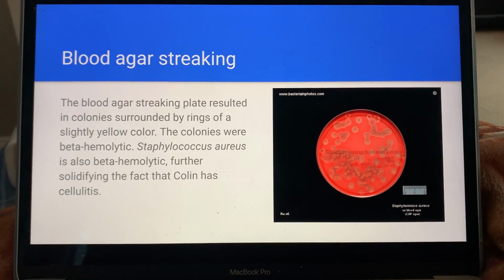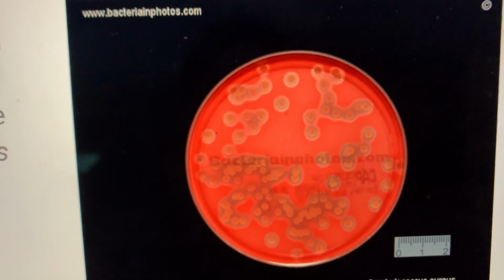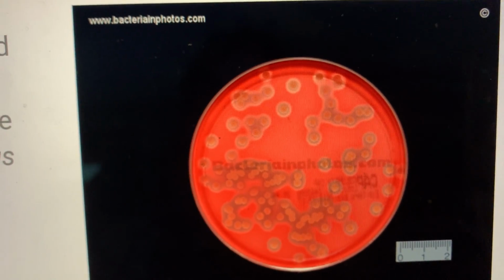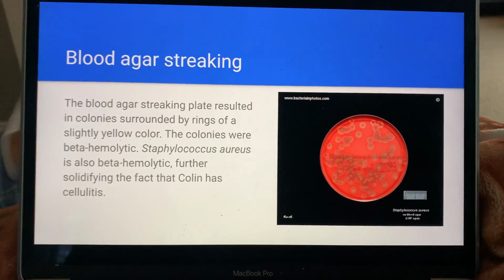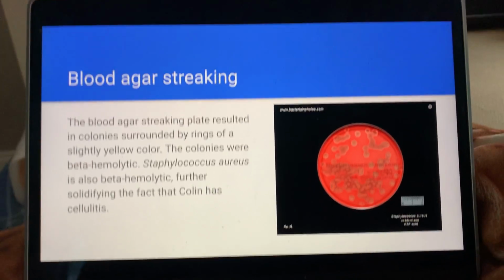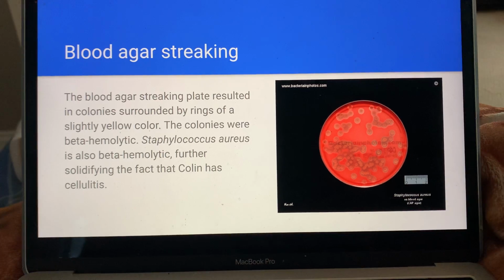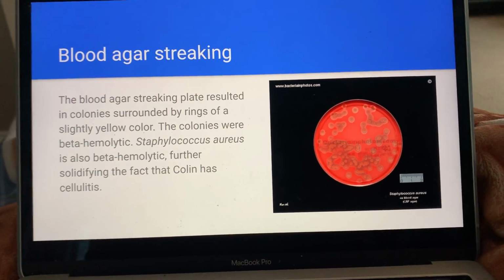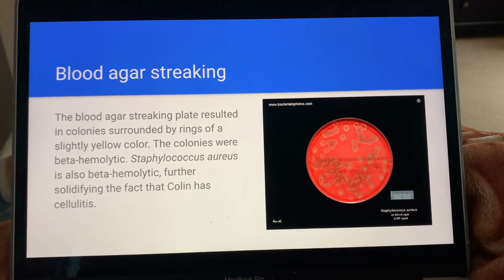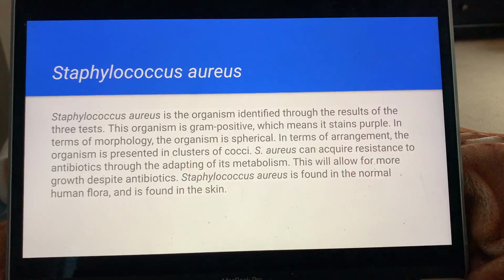And then finally, we did the blood agar streaking. This is what we came back with, and as we can see, there's a halo around each of the colonies, resulting in a beta hemolytic colony, which is what Staphylococcus aureus is. So that solidified the fact that Colin has cellulitis. All 3 of my tests came back with the expected results, and now we can move on.